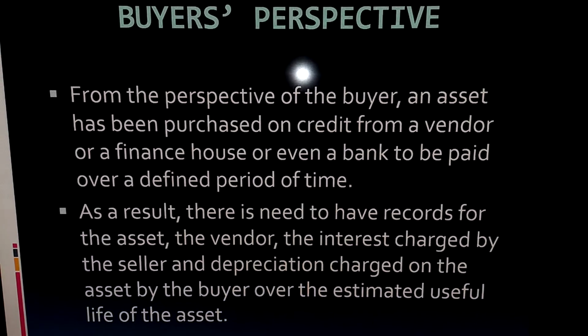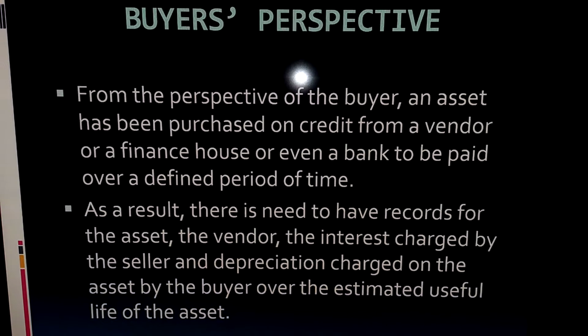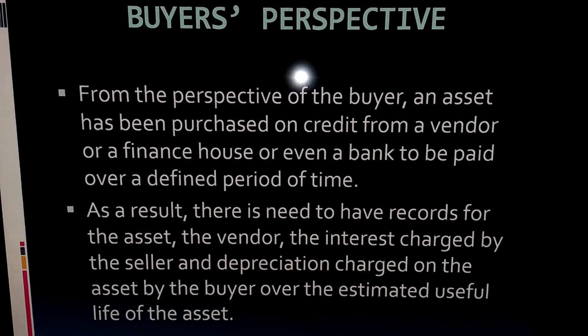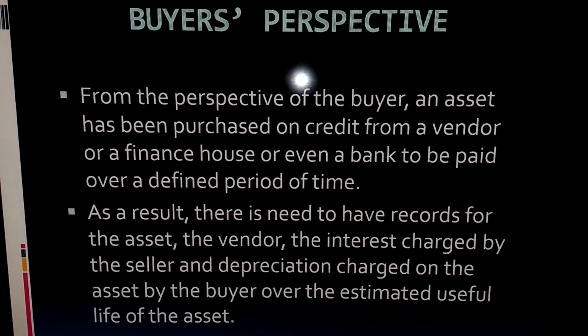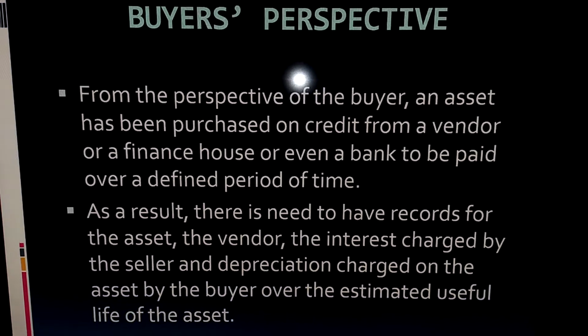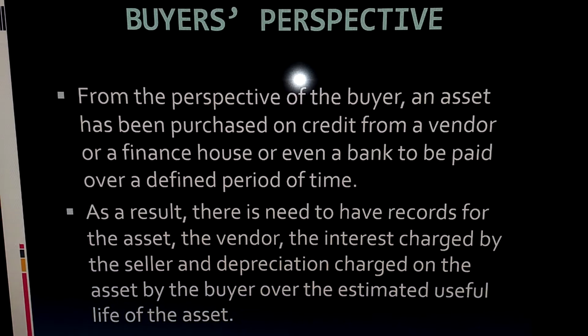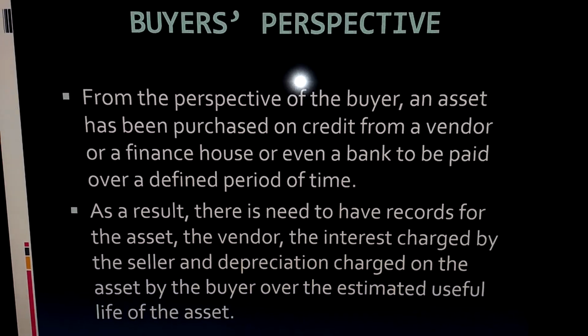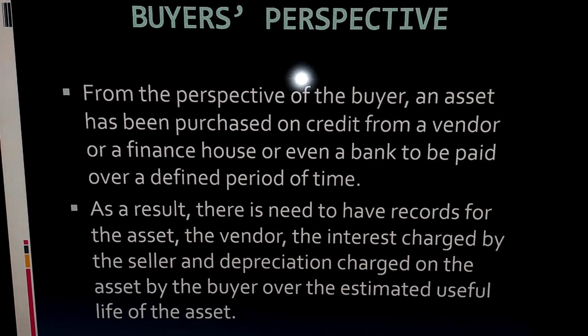So what we're saying is that the asset has been purchased on credit from the vendor. The vendor is the seller or a finance house, depending on whether the finance house is the one that is selling the product as well, or even a bank. Okay, but remember I said that we are looking at just two perspectives, the buyer and the seller. The seller is also assumed to be the financier in this volume.